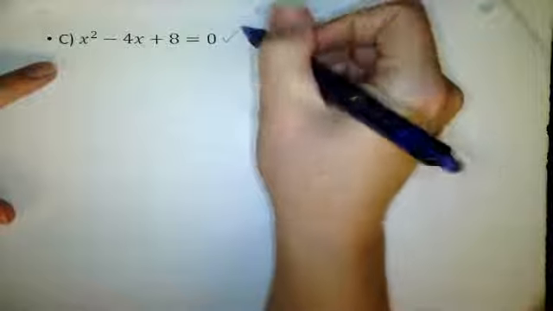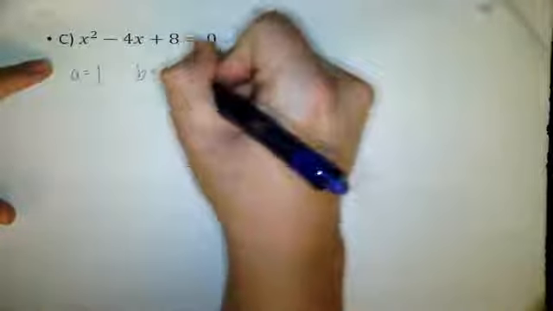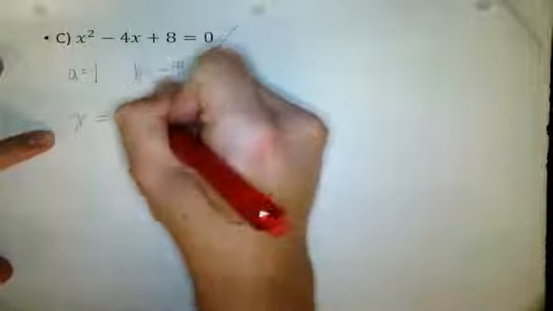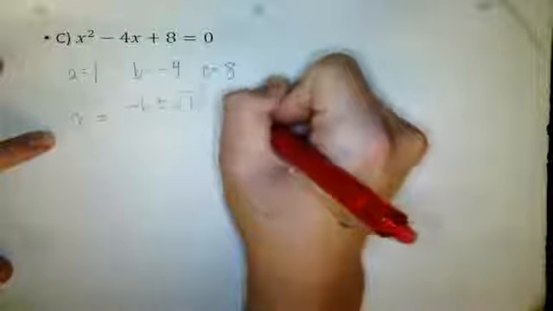x squared minus 4x plus 8 equals 0. So first, it's already set equal to 0. That's good. A equals 1. B equals negative 4. C equals 8. And what's the formula? x equals the opposite of b plus or minus the square root of b squared minus 4ac all over 2a. Very good. I love it.